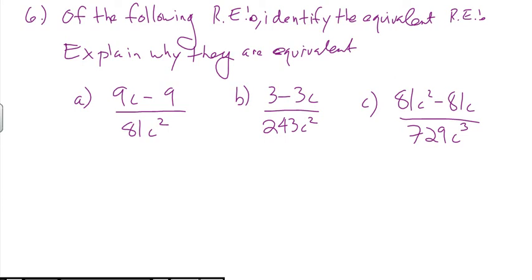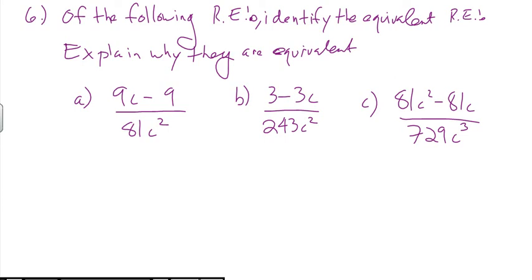Why isn't b the same as a or c? Since a and c are the same, why aren't b and a the same? Okay, so how would you get from 81c squared to 243c squared? Multiply by 3, right? If you multiply this by 3, you're not going to get 3. So they're not the same, right?